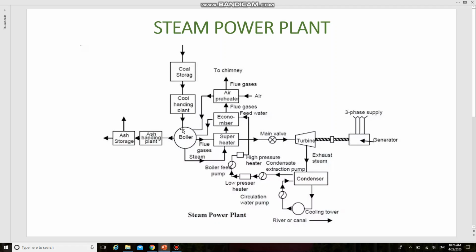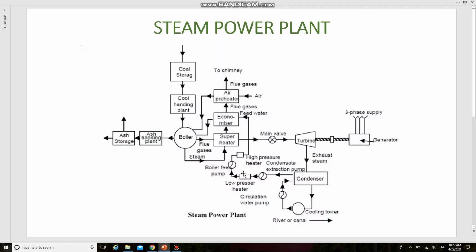Whatever steam is generated in the boiler will be sent to the steam turbine, where part of its thermal energy is converted into mechanical energy, that is rotary mechanical energy, which is further used for generating electric power. The steam coming out of the steam turbine is condensed. The exhaust from the turbine will be condensed in the condenser, and then the condensate is supplied back to the boiler with the help of the feed pump, and the cycle is repeated.